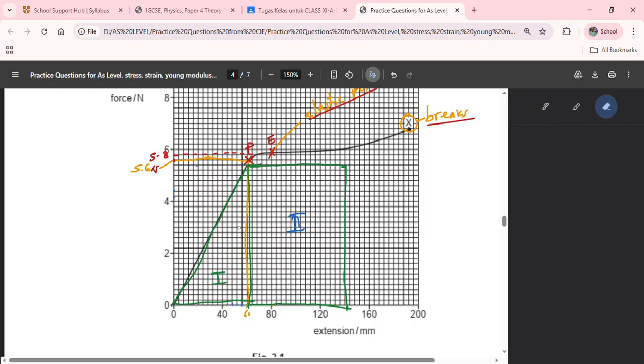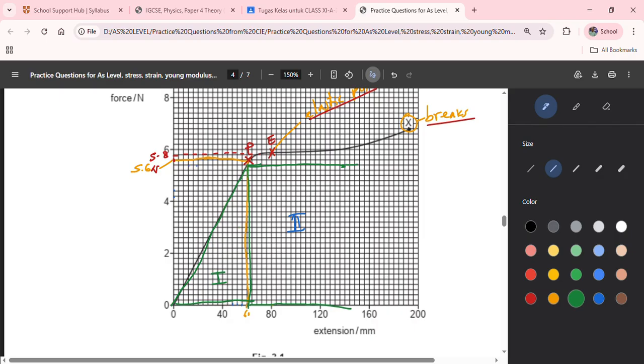Number 3 is this. Let's say this one is a rectangle. Number 3 is the rectangle, and number 4 is this one, like a triangle, yeah. Number 4.